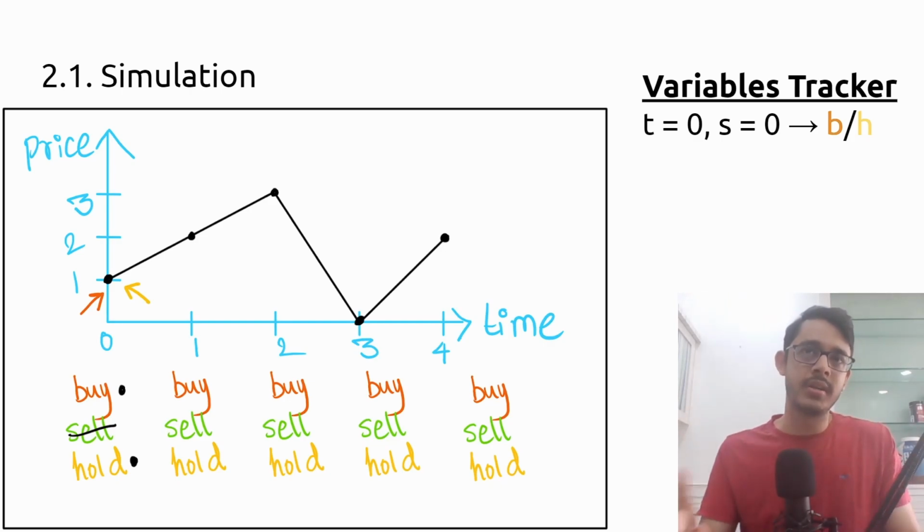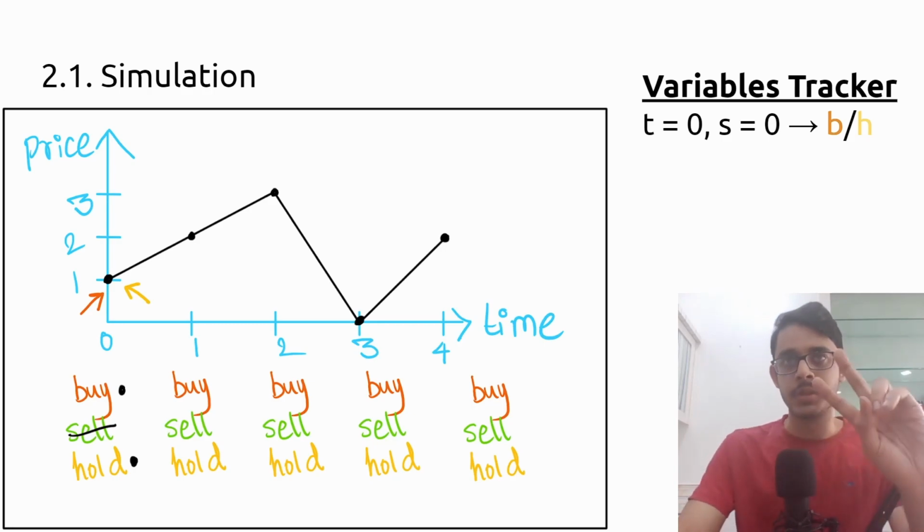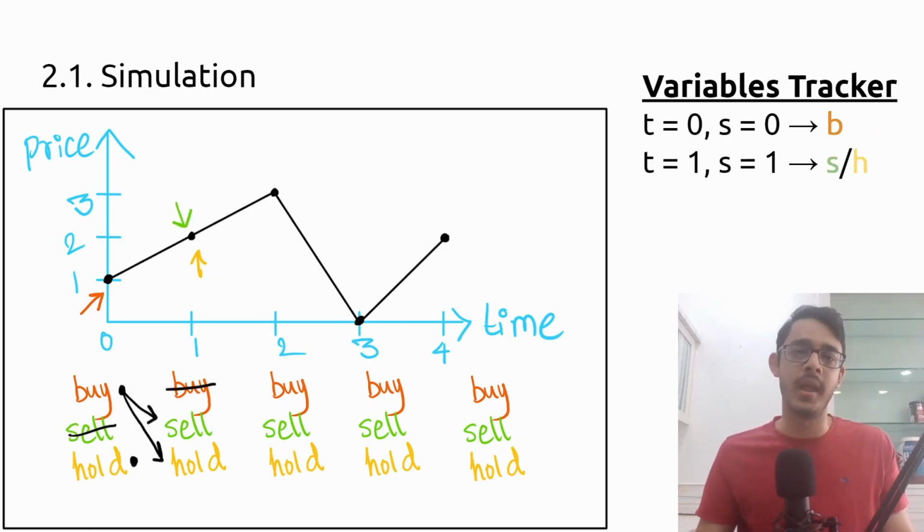It will give us a better understanding of how the problem actually works under the hood, how the recursion works under the hood. So at this point of time, I have two options to make, right? I can either buy or hold. Let's say that I make the decision to buy. Okay, one of the possible cases is I make the decision to buy.